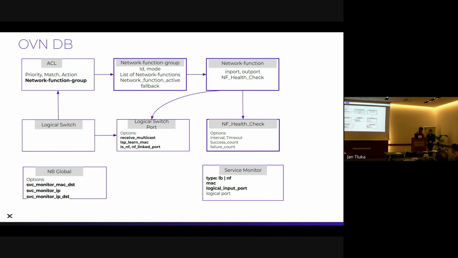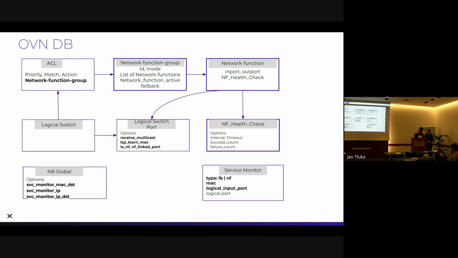And if all the network functions of this NFG went offline, what is the fallback method that we have to take? Either fail close or fail open for the traffic, right? And the network function is what is referred to by the NFG, right? A network function itself is a set of logical switch ports. In this case, we are calling them input and output, and it is referring to the NF health check table, to decide whether a network function is online or offline.